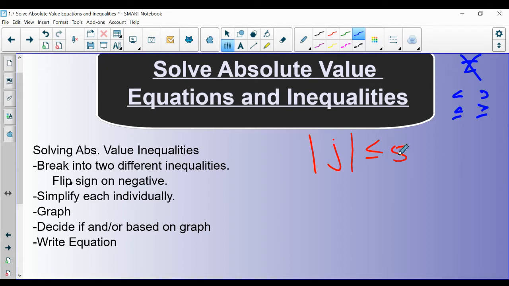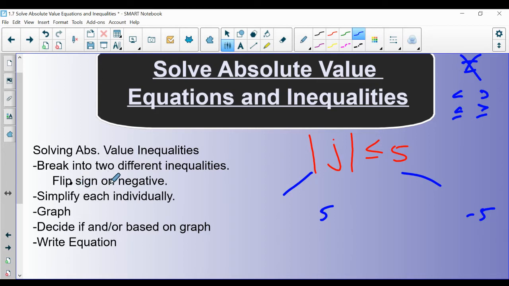Before we start working on actual problems, let's take a look at the quick steps. So our task is to solve absolute value inequalities. Step one is going to be to break into two different inequalities, much like we broke it into two different equations in part A. And one of them we had the positive number, and one of them we had the negative of that number, right? So we had 5 over here and negative 5 over there. Whatever number on the opposite side of the inequality, you break into two, and one's positive, one's negative.